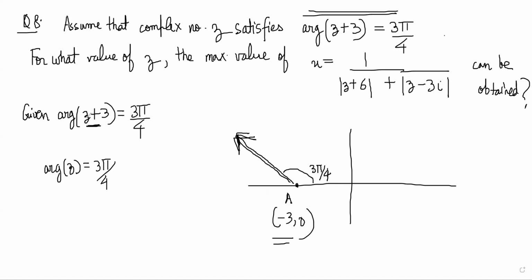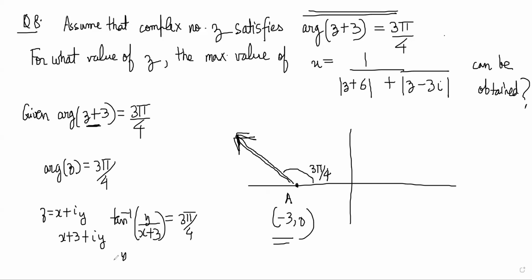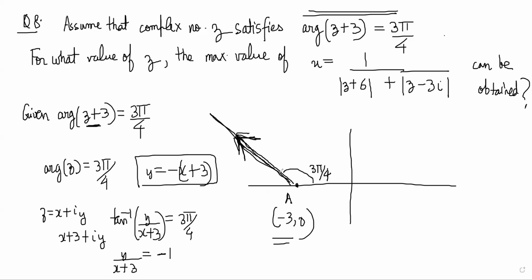You can get this by simply doing z is equal to x plus iy and saying that argument of x plus 3 plus iy is basically tan inverse of y by x plus 3 is equal to 3 pi by 4. So when you do tan on both sides, you get y by x plus 3 is equal to tan 3 pi by 4, which is minus 1. So you're getting y is equal to minus of x plus 3. That is the equation, and notice that that is the straight line, right? So that is another way to get that idea, that this is a situation where argument is 3 pi by 4.